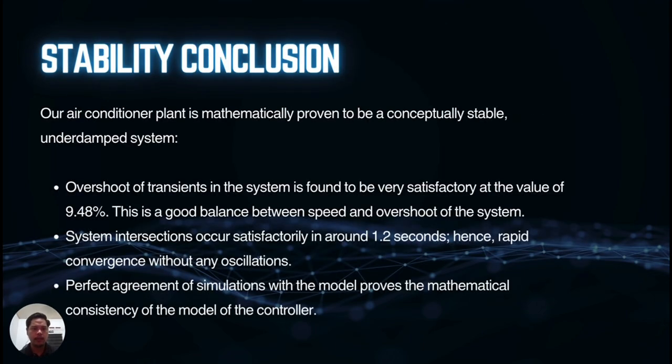Next is the stability conclusion. The percent overshoot of the system is found to be very satisfactory at the value of 9.48%. This is a good balance between speed and overshoot of the system. Next, the system settles satisfactorily in around 1.2 seconds, hence rapid convergence without any oscillation. And lastly, the perfect agreement of the simulation with the model proves the mathematical consistency of the model of the controller. Thank you.